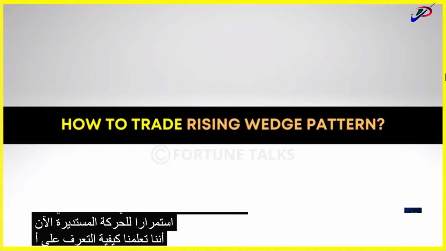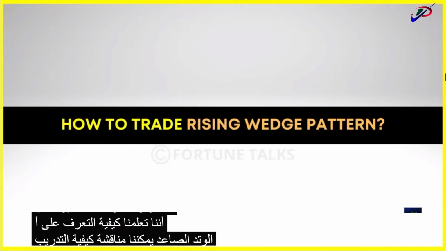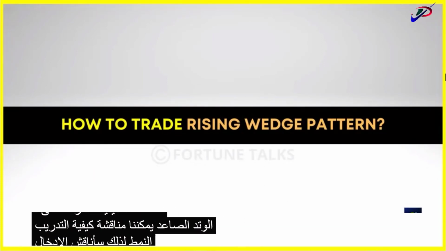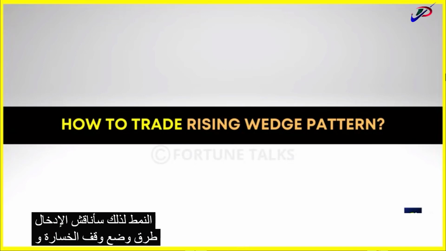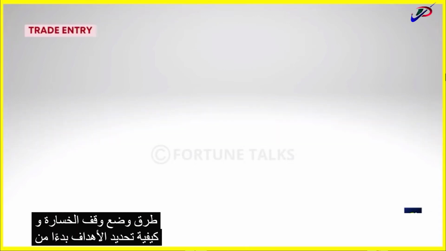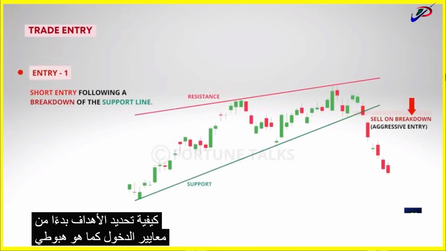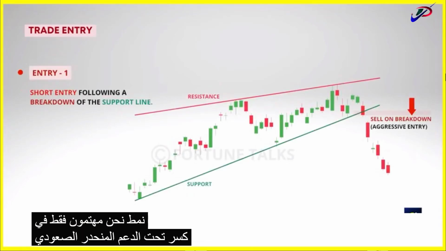Now that we have learned how to identify a rising wedge, we can discuss how to trade the pattern. So I will discuss the entry methods, where to place the stop loss, and how to set the targets. Now starting with the entry criteria, as it is a bearish pattern, we are only interested in the break below the upward sloping support trend line.